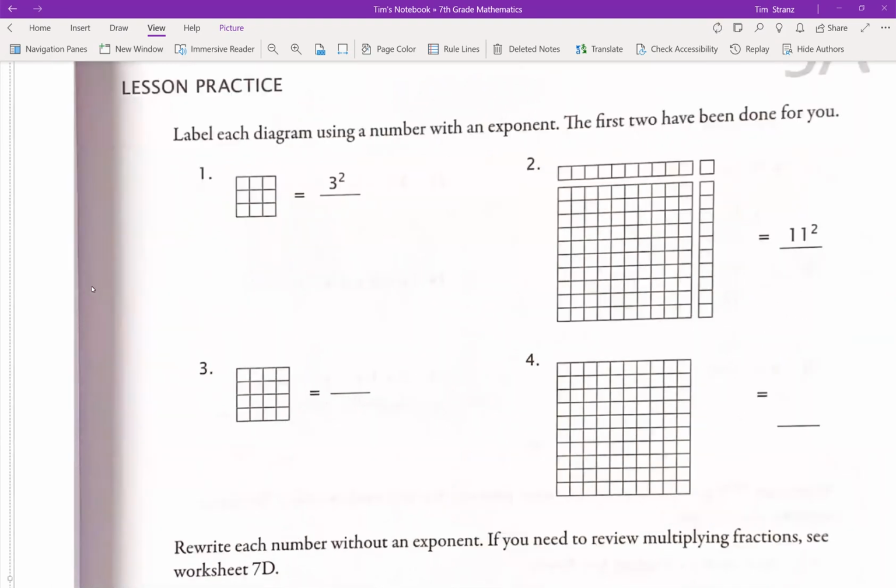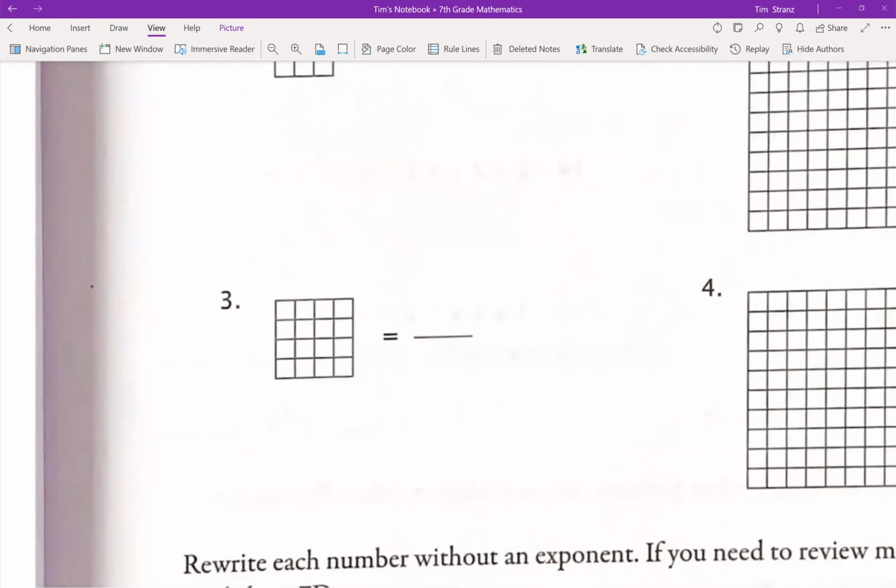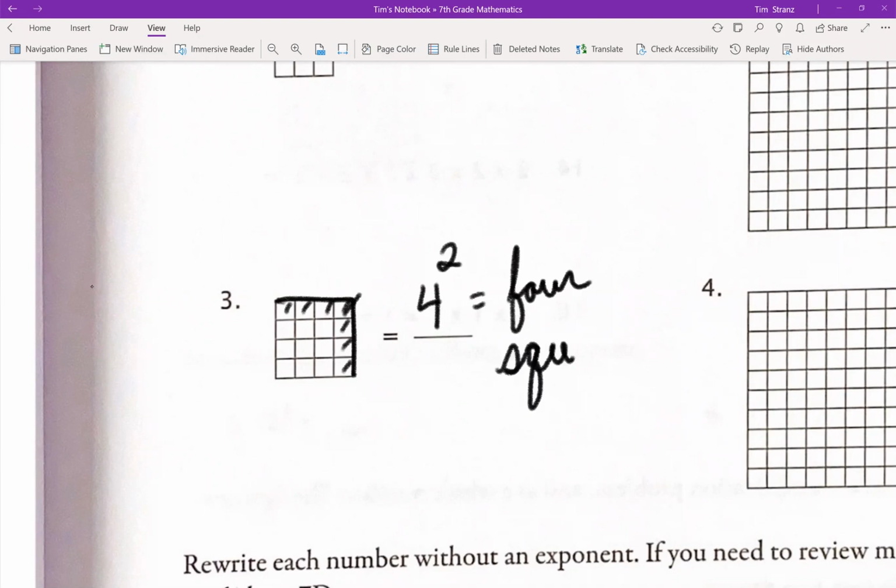So if we look at 3, if we look at how many there are vertical, we got 1, 2, 3, 4. And if we look at how many there are horizontal, we got 1, 2, 3, 4. Okay, what shape does this create? A square, right? So we know that there's 4 to the second power, which is saying 4 squared, right? So this is the same as saying 4 squared. They call it squared because it indeed makes a square, right?